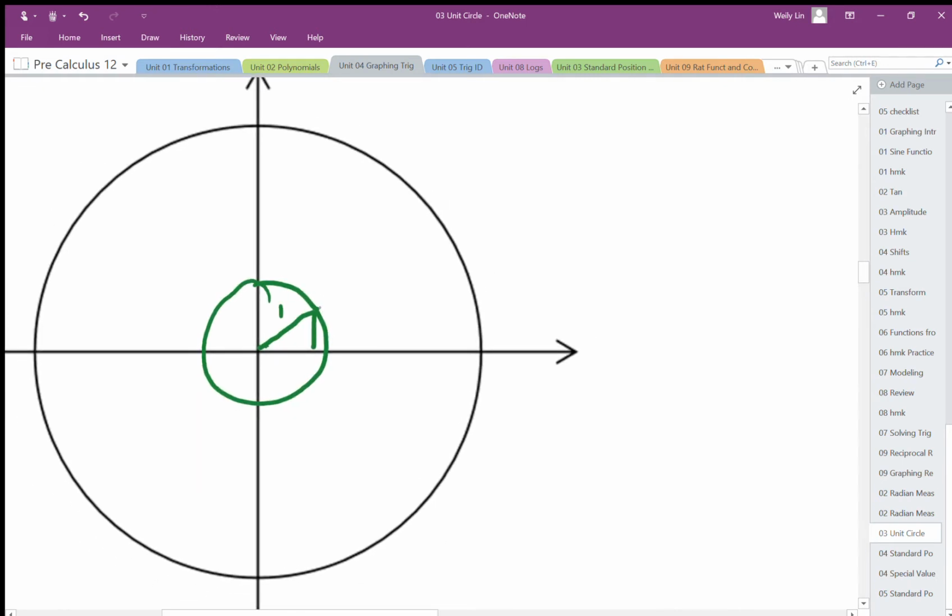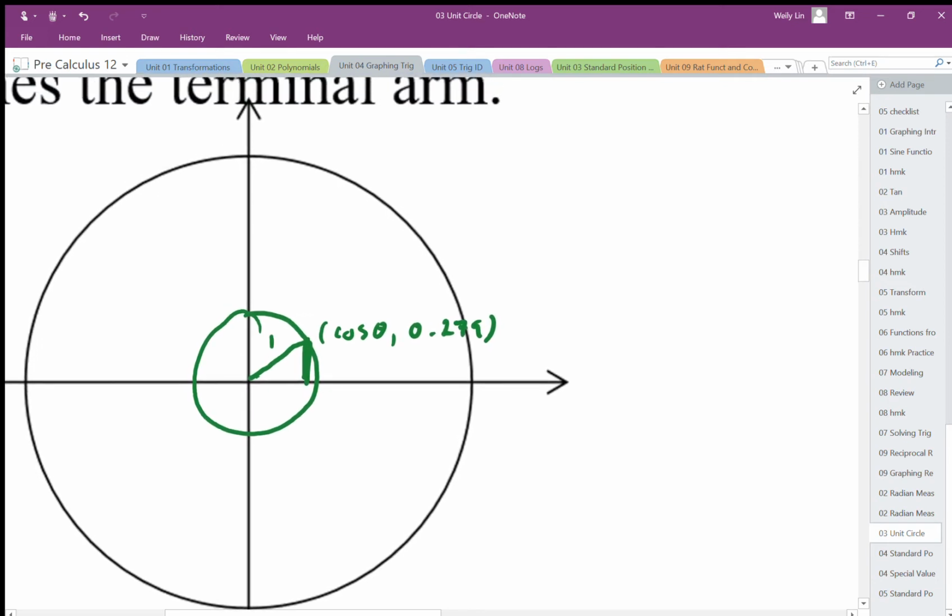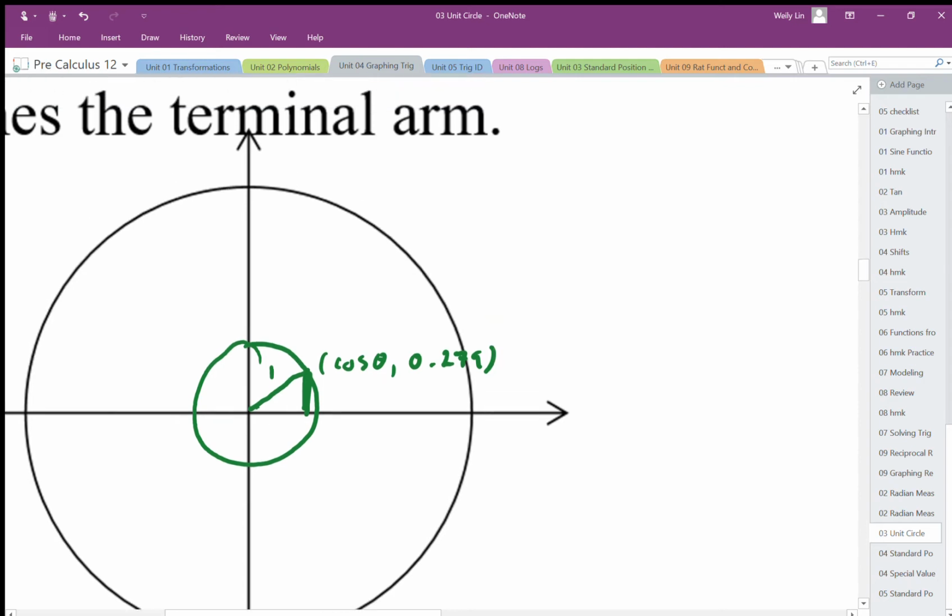And this length here is going to be cosine theta, and that is going to be sine theta, which is 0.279. So I know that the vertical distance here is 0.279, okay? And that's a radius 1 circle. That's how we define a unit circle, and the lengths in a unit circle are going to be cos along the horizontal, sine along the vertical.